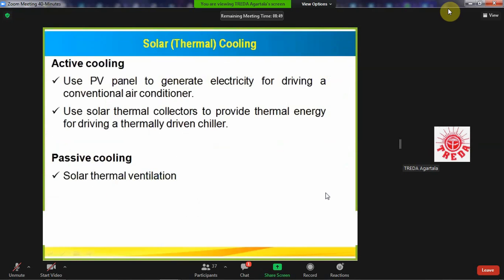Solar thermal cooling is also being used for coffee cooling and egg cooling.